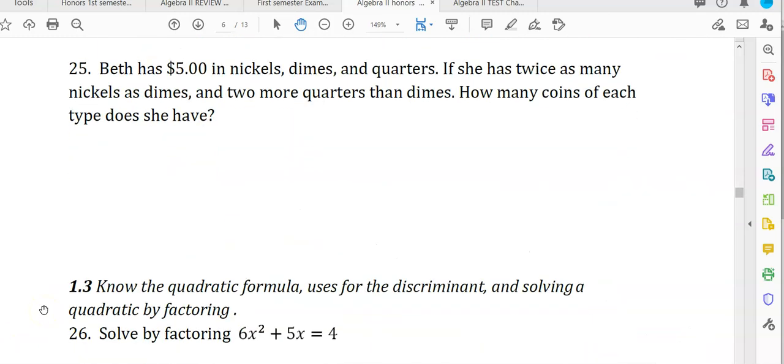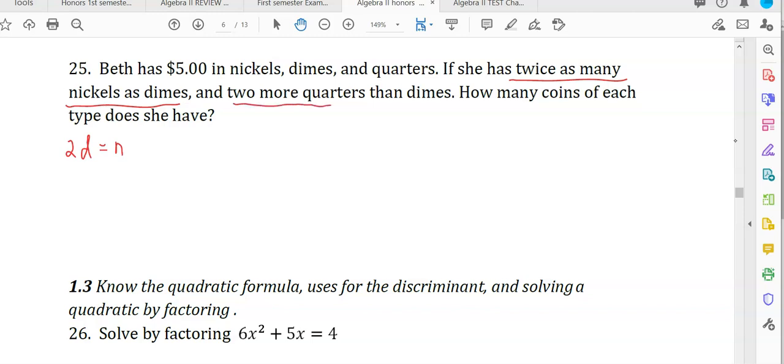Okay, Beth has $5 in nickels, dimes, and quarters. She has twice as many nickels as dimes, and 2 more quarters than dimes. How many coins of each type does she have? So let's do pieces of these, like little equations. So we have twice as many nickels as dimes. I'm going to use N and D for nickels and dimes. So 2 times D would equal N.